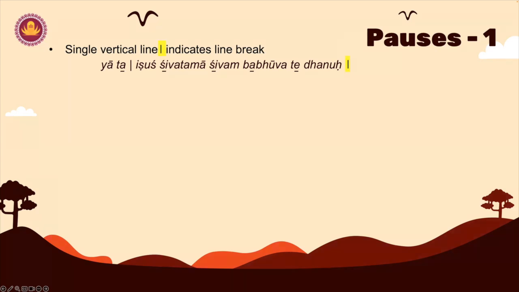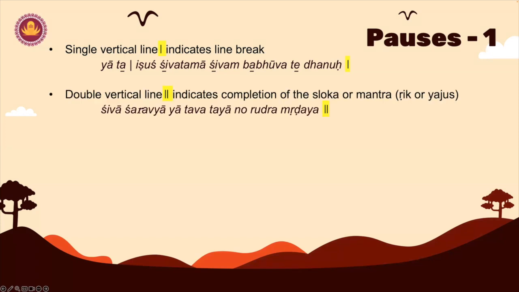A single vertical line indicates a break in the line, as you can see in the example below. A double vertical line indicates completion of the shloka or the mantra. Mantras are of two types. Those that have two or more lines are called ruks, and those with single lines are called yajus. You have to take a distinct pause between each line and also between the mantras or the slokas.